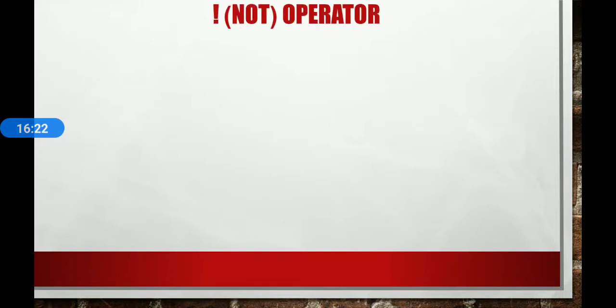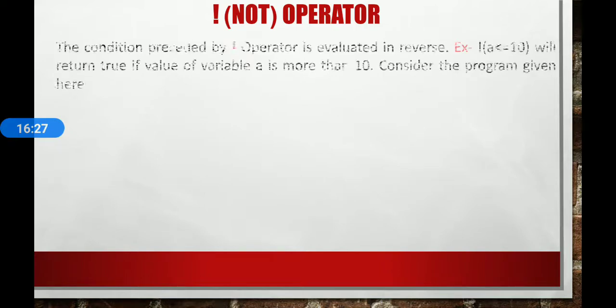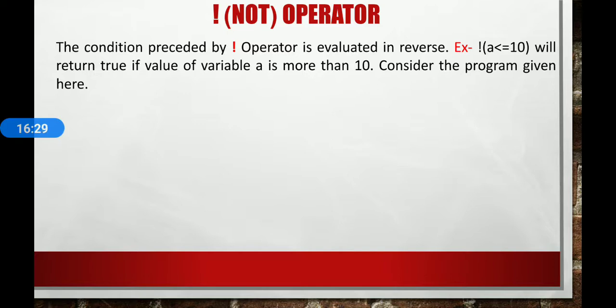Now let's discuss the not operator. The condition preceded by the not operator is evaluated in reverse. For example, not age less than or equal to 10 will return true if the value of variable age is more than 10.